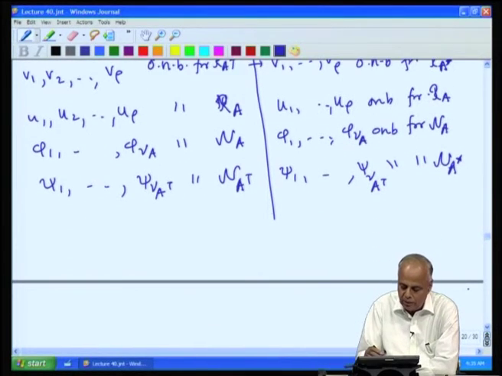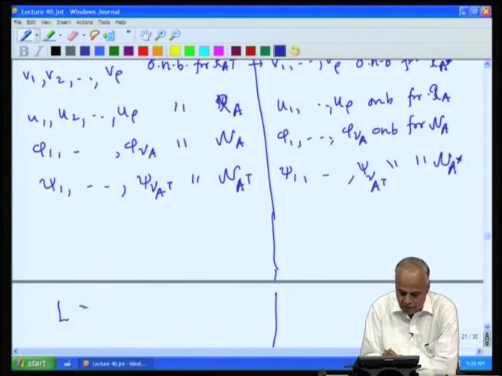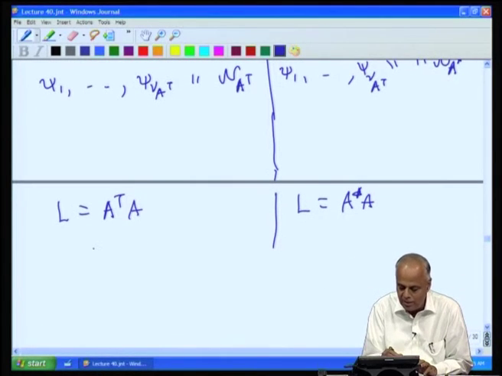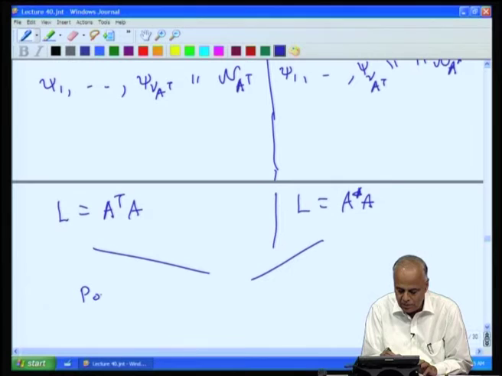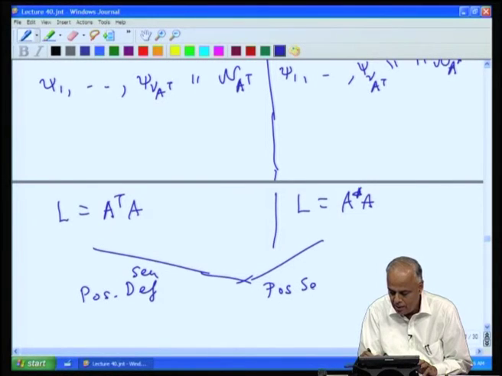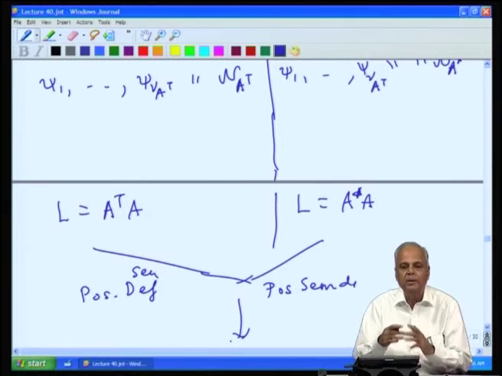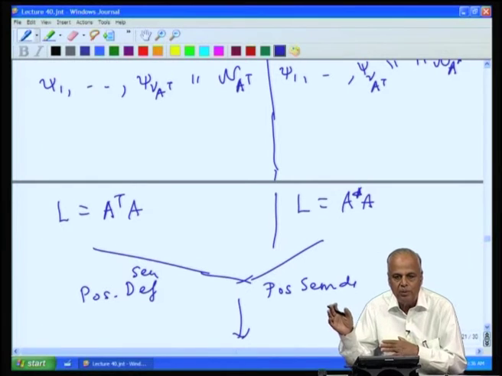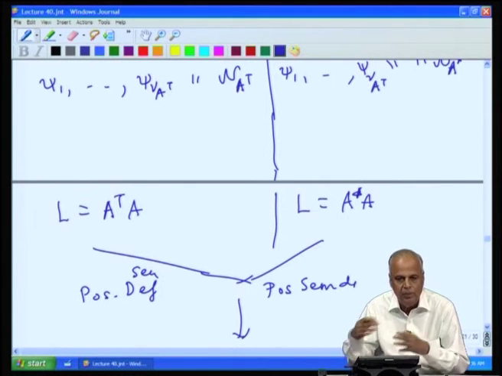Now, where do we get all these things? Previously, in the real case we considered L equal to A transpose A, now we will consider L equal to A star A. From this stage onwards, it is all the same. This will be positive semi definite, and this will also be positive semi definite. And therefore, computations will proceed as before. Find the eigenvalues, arranged as lambda 1, lambda 2, lambda rho, correspondingly V 1, V 2, V rho, you get the singular values and so on and so forth.